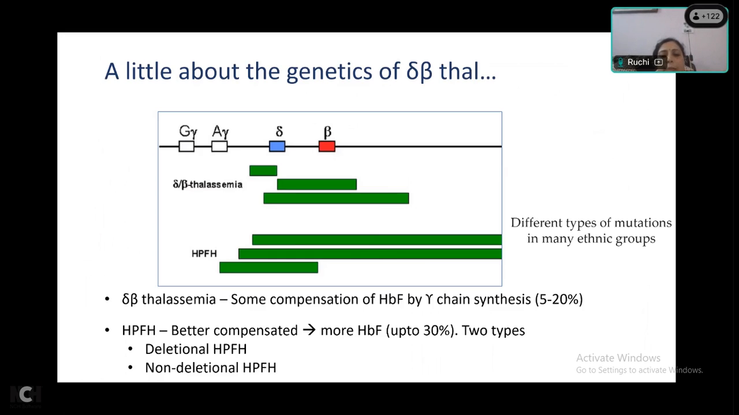But if you can understand delta beta thalassemia, the green part is highlighting that delta beta genes are getting deleted, and the same kind of genetics is involved in HPFH also. But in HPFH, the compensation by the gamma globin chain is high and hence HPFH is usually not that symptomatic, whereas delta beta thalassemias are symptomatic and usually show microcytic hypochromic indices. When you do HPLC in a heterozygous state, it will show elevated HbF in the range of 5 to 25 or 30%. It is usually higher in HPFH as compared to delta beta thal.